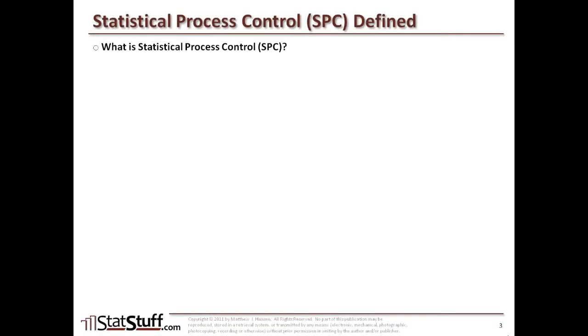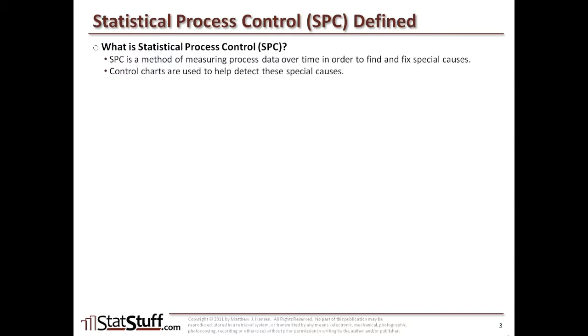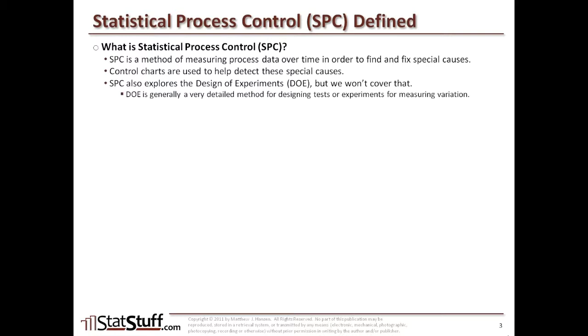Okay, now let's begin to define what we mean by Statistical Process Control, or SPC. Well, SPC is a method of measuring process data over time so that we can find and fix special cause variation. They're usually control charts that we would use in order to help find these types of special causes within the data or within the process itself. SPC also explores DOE, that is design of experiments, but we're actually not going to be getting into that in this lesson. DOE is generally a very detailed method for designing tests or experiments for measuring the kind of variation, but this is not the type of thing that we're going to be looking at now.